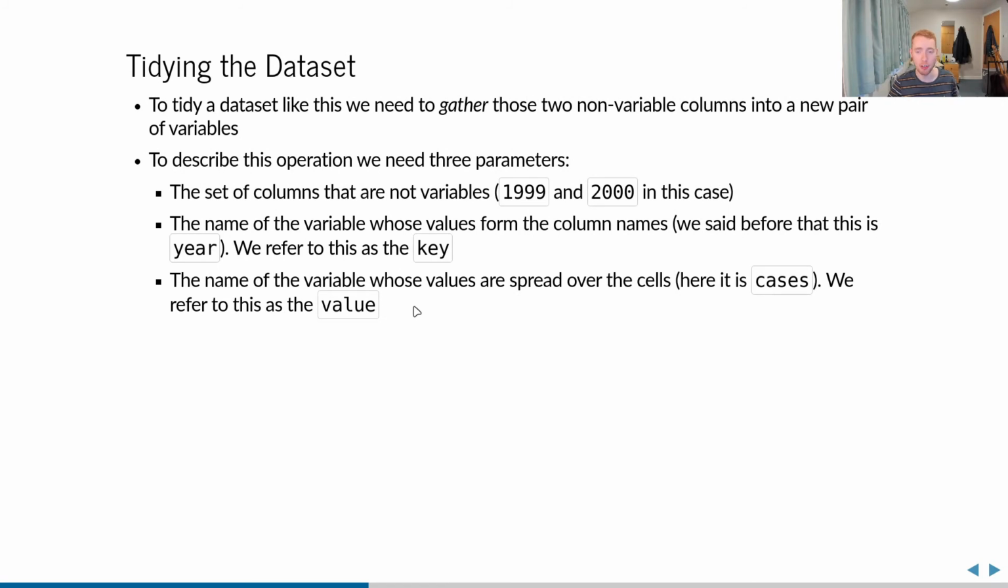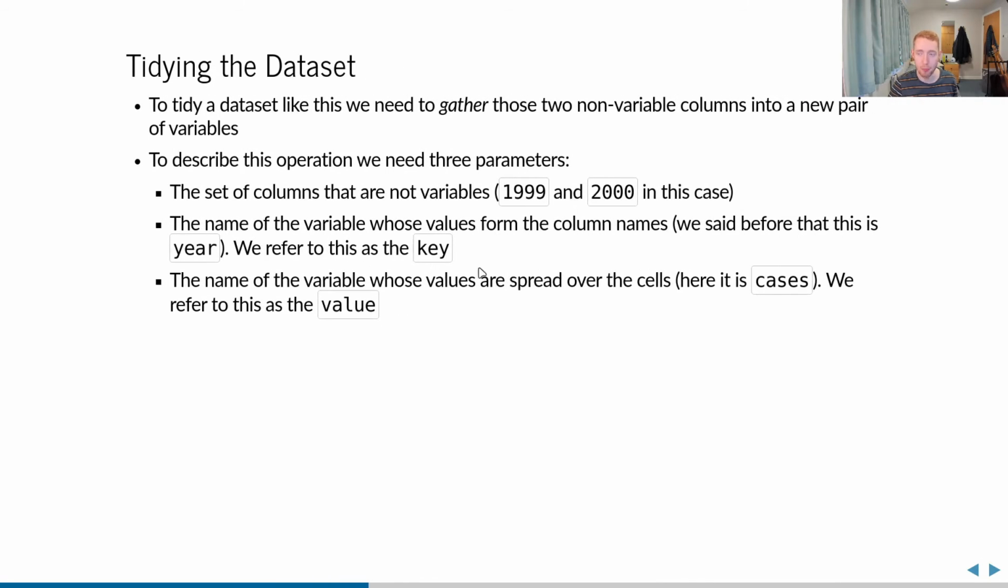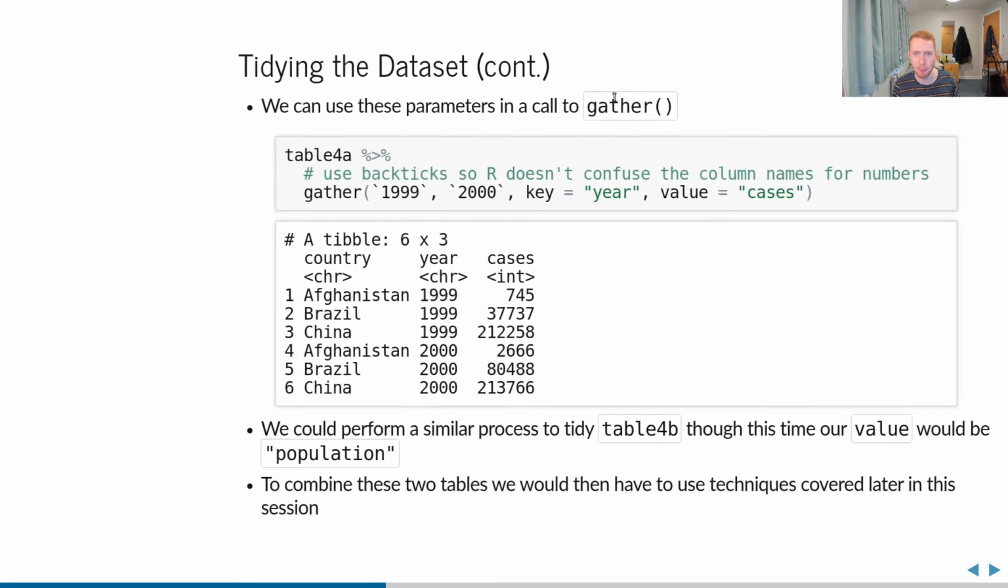The other thing we're going to need to do is to specify what variable is being represented by all of these values inside of the table. Well, these are the number of cases. And so we want to set the value column to be called cases. This is seen a bit more clearly in an example.